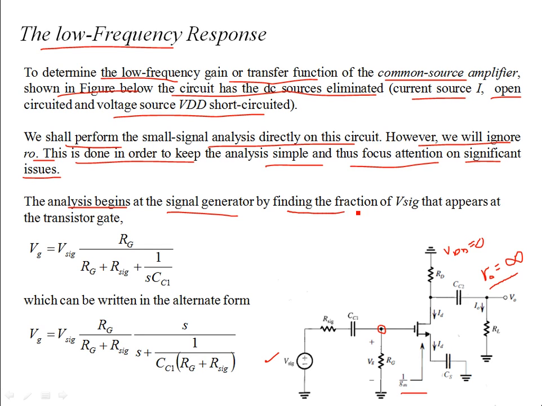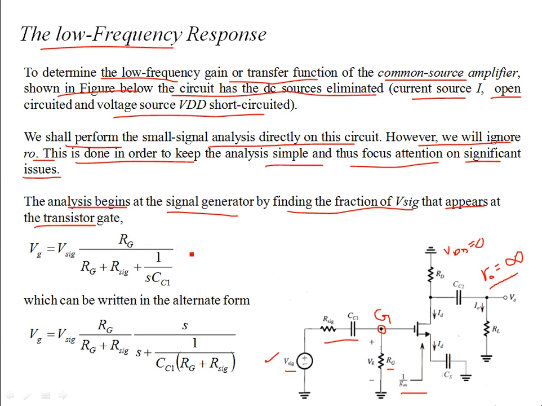So now the analysis begins at the signal generator, by finding the fraction of V signal that appears at the transistor gate, or the input of the transistor. This is the gate terminal over here. You can see that we are not shorting out this coupling capacitor CC1, which is coupling the AC signal at the gate. To find the fraction of the input signal that appears at the input of the transistor, we can use the voltage divider rule, because of the resistance RG and a linear combination of the impedance resulting from R signal and the capacitive reactance of the coupling capacitor.